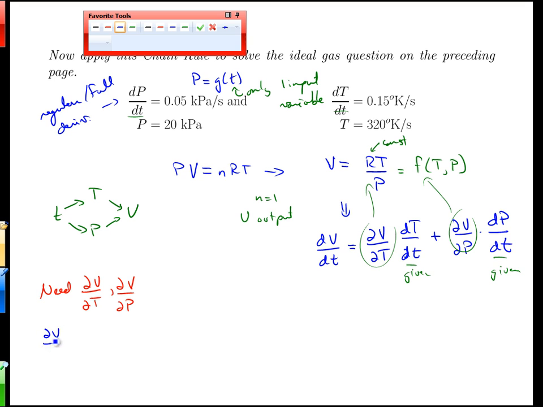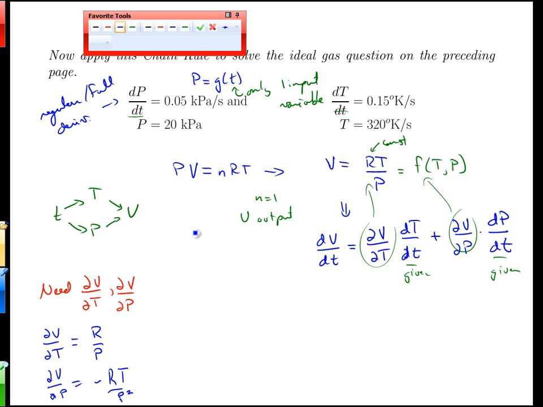Well, those we can obtain simply by differentiation. The temperature derivative, with all the practice we've had so far, that should be straightforward. T is the variable, R and P are constants. And the partial derivative with respect to pressure. Pressure is in the denominator, or P to the negative 1. So we're going to get negative 1 RT P to the negative 2, or P squared in the denominator.